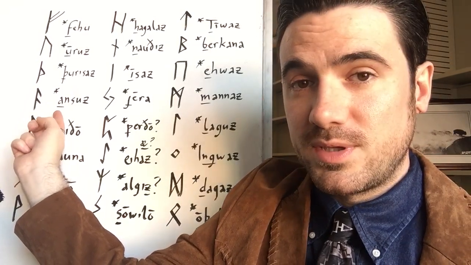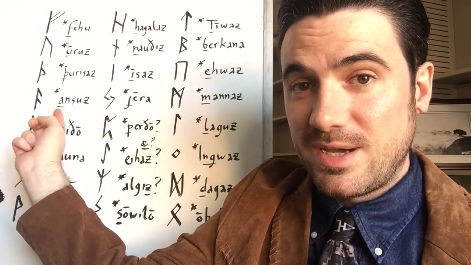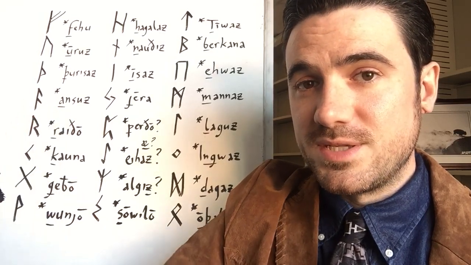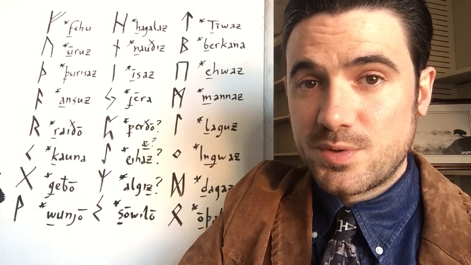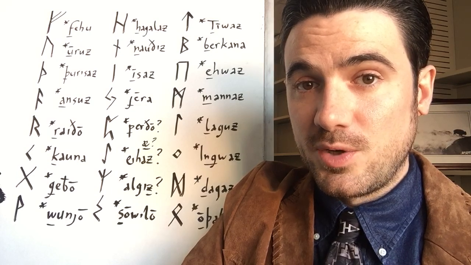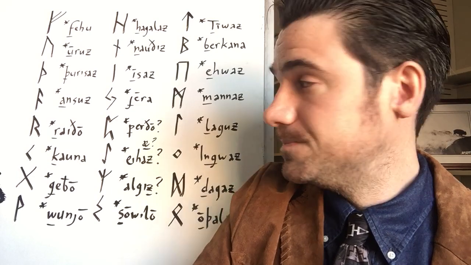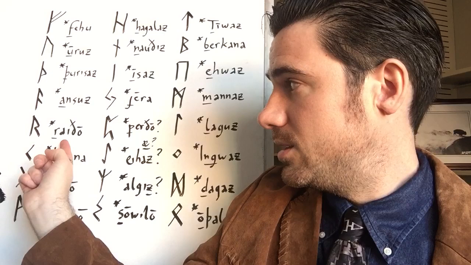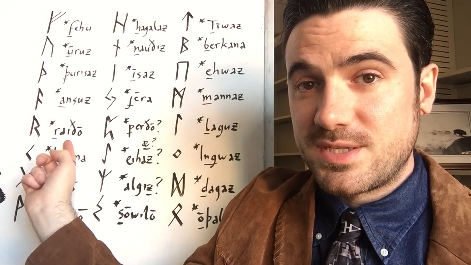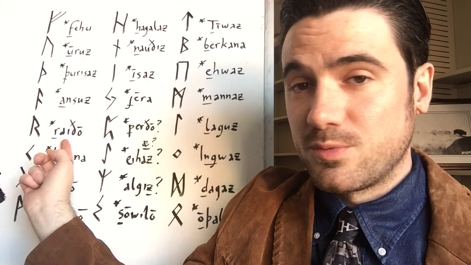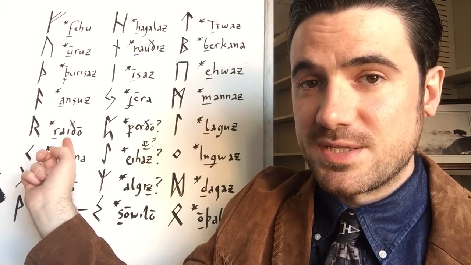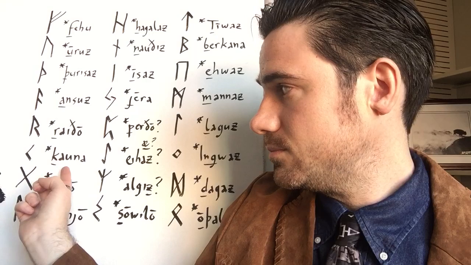The rune for the letter A, the A sound, is ansuz. This is a god. This is the word that becomes áss in Old Norse, plural æsir, as in the family of gods that Odin, Thor, and Tyr belong to. Then there is the rune raido for the sound R. This means a ride, which is much like what it sounds like. It is the ancestor of the English word ride.